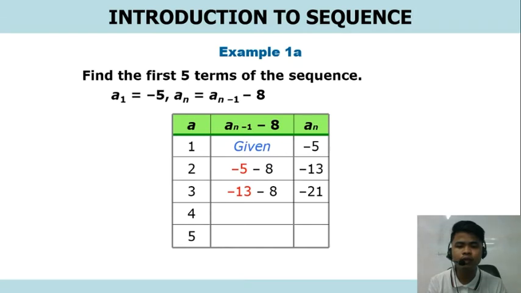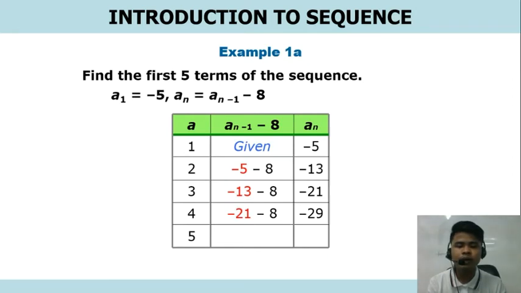What we will do here is substitute negative 21 to a sub n minus 1. It will become negative 21, then copy minus 8. Negative 21 minus 8 is equal to negative 29. Then to find the fifth term, we need the value of the fourth term, which is negative 29.